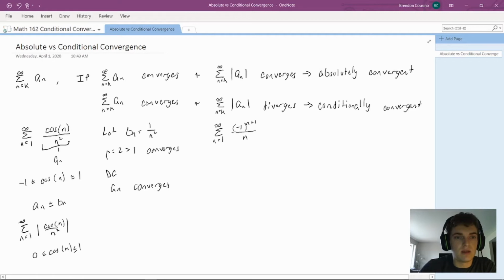Again, we let b of n equal 1 over n squared, which is still a converging p series. Since our cosine is still less than or equal to 1, a of n is still less than or equal to b of n. So by direct comparison, the absolute series converges. When we found that our series a of n converges, and also that the absolute value of a of n converges, that tells us this series converges absolutely.